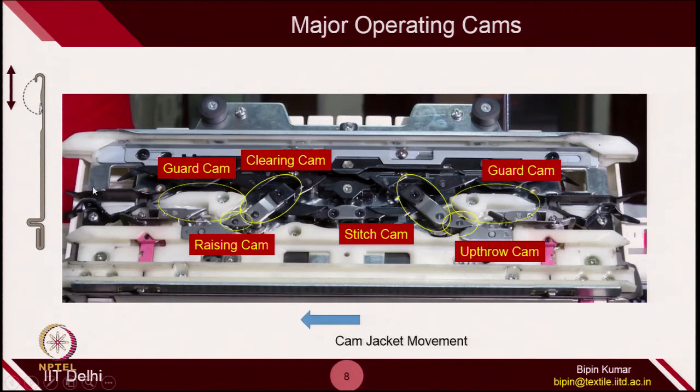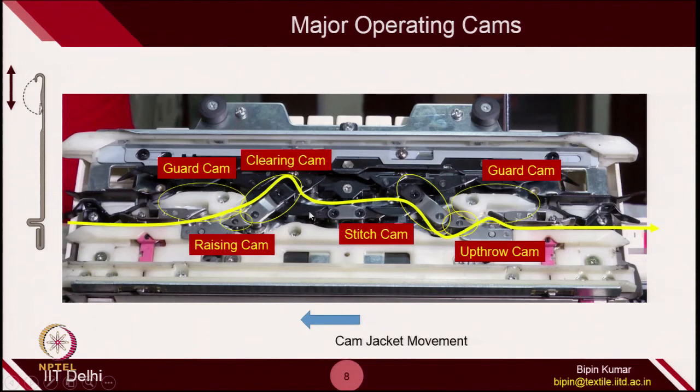Apart from these cams, you can see there are so many other cams. Some cams are the guard cams. By the name itself, it suggests that it is guarding the butt to follow this path. The guard cam actually helps the needle stay in the path, to not let the needle go away from the designated path. So that's why it is called the guard cam. In totality, each of these metallic blocks has a certain function and role to play during this knitting process.